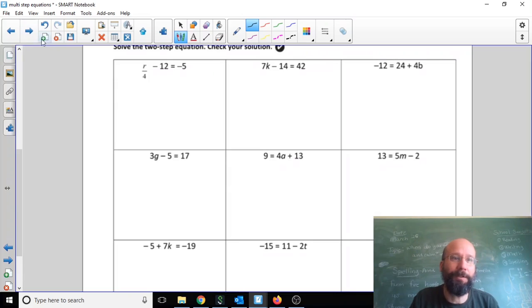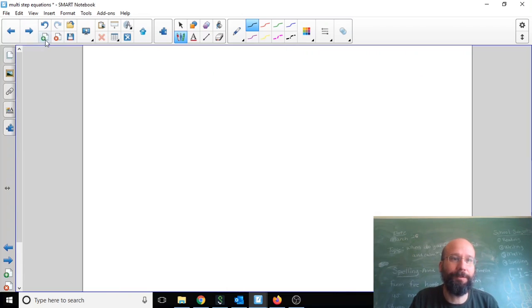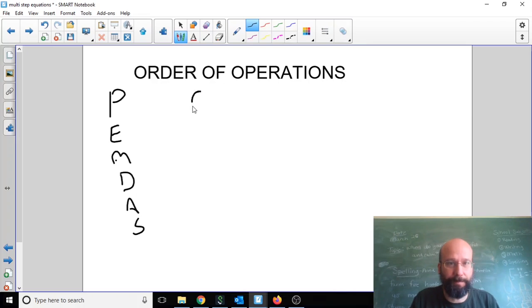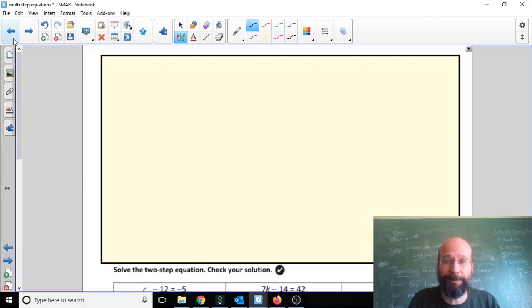A good rule of thumb is your order of operations, which we use PEMDAS or GEMDAS. Do the opposite of PEMDAS. So do your addition and subtraction first, then your multiplication and division, then your exponents. It's not necessarily something you need to do all the time, but if you keep in mind that you do the addition and subtraction first, it will make solving multi-step equations a little bit easier.